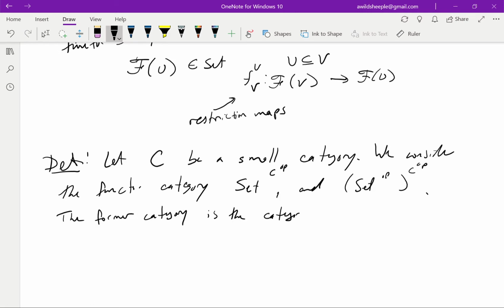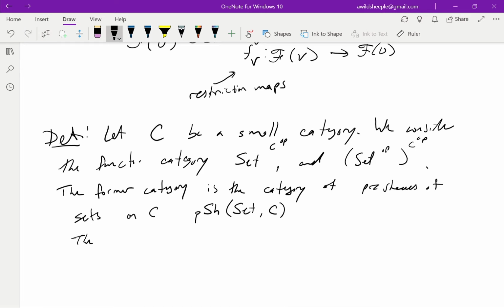Well, to be specific, it's the category of presheaves of sets on C, and we denote this by PSH. I just have to decide my notation once and for all. Let's put the presheaf of sets on C. We'll put it in this order, just because that's the order in which I say it. And then the latter category will just be co-presheaves of sets on C.